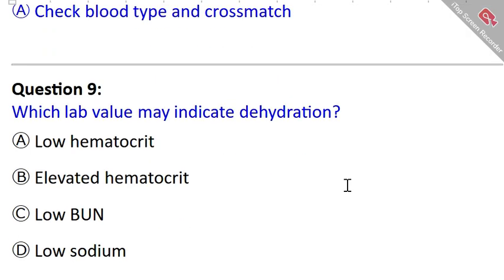Which lab value may indicate dehydration? Read carefully each of the 4 options, select your best choice, and then I will give you the correct answer.